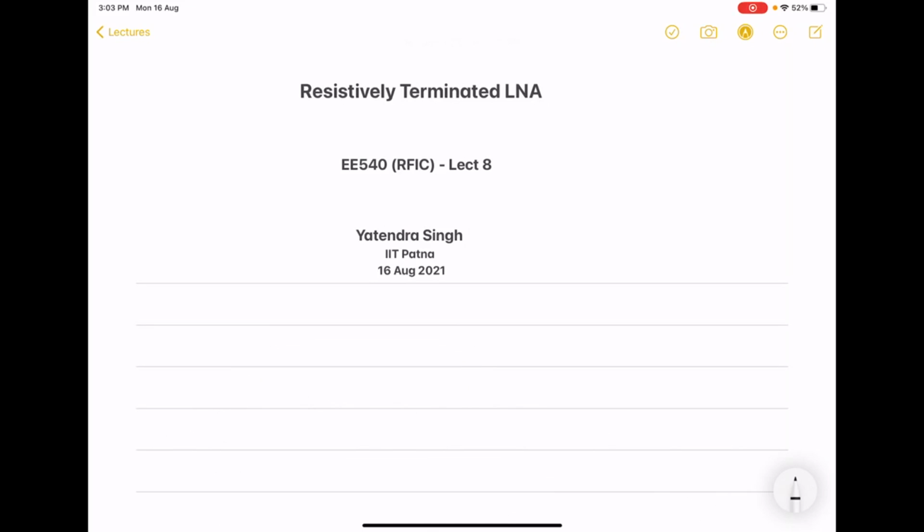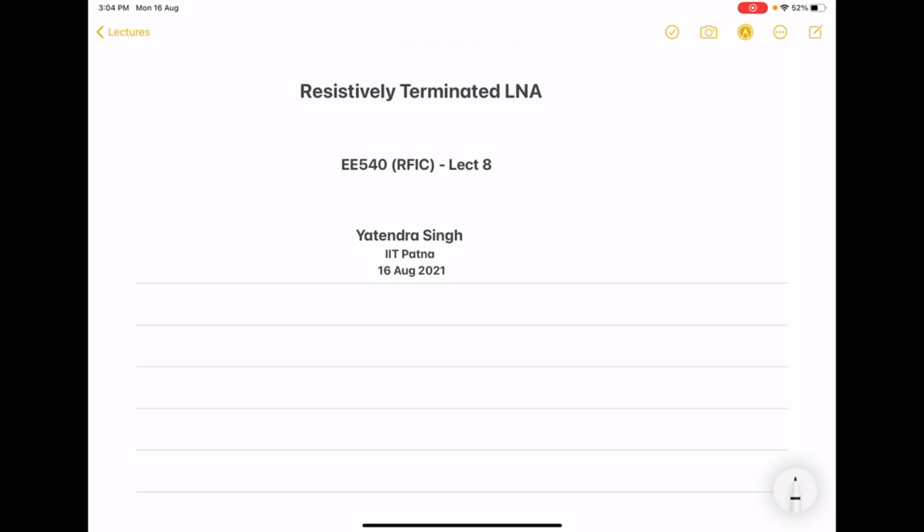So in the last lecture, we took up a common source amplifier and found out the noise factor. It was pointed out that since the common source amplifier does not offer real impedance, it cannot be used as an LNA as it is. So it must be modified so that we can have real impedance, and that too can be made equal to 50 ohm.